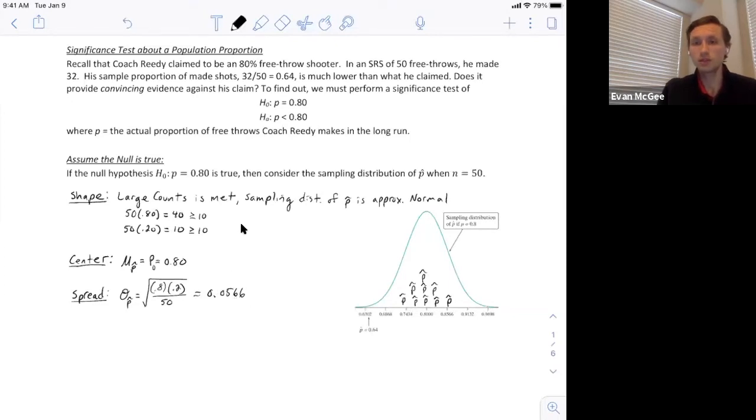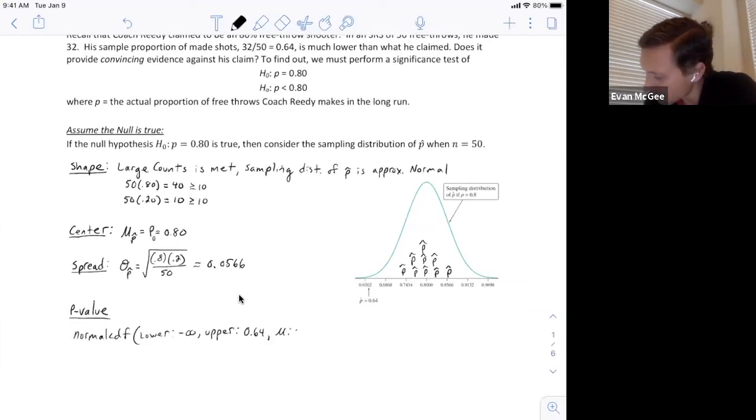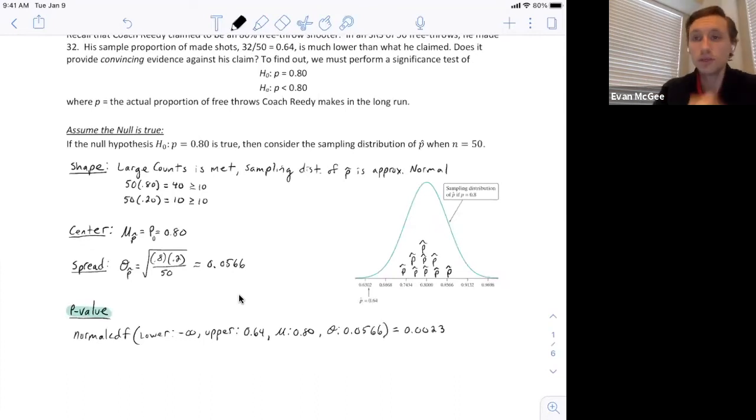So what's the probability that he shoots 50 shots and he makes 64%? Well, now that we know it's centered here and the spread is here, we can calculate that probability. We can find the probability of p hat being 64% or smaller from this distribution. And that value is our p-value. So a p-value is the probability of your sample or that sample occurring, assuming that the null is true.